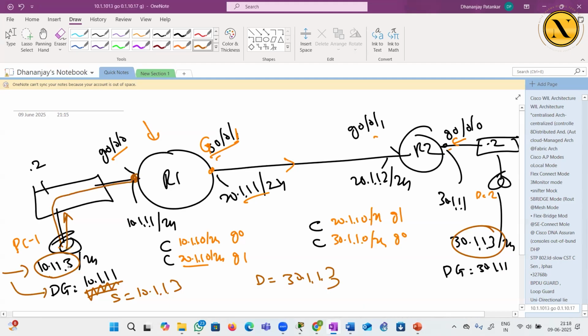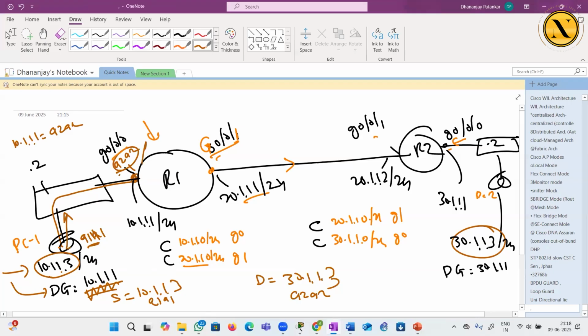Before that, in its ARP table, it will check: do I have the entry in my ARP table for 10.1.1.1? If not, it will send the ARP broadcast. Hello, who's 10.1.1.1? Send me your MAC address. Let's say this is A1 MAC address. Let's say this is A2 MAC address. It will make an entry in its ARP table telling that 10.1.1.1 is equal to A2. Anyway, so the packet source MAC address will be A1 and the destination will be A2.